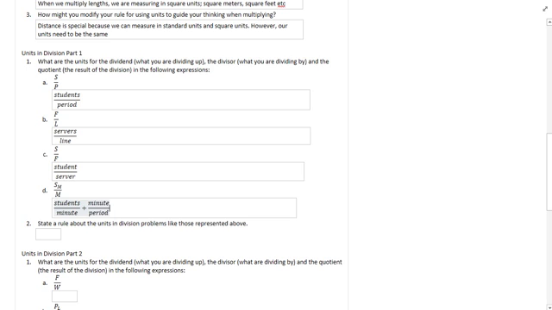Now, the reason why I did that is because the SM is not just students. It's a special kind of students. If I wanted just students, I would have used capital S. But this one's a special kind of students. This is students per minute.